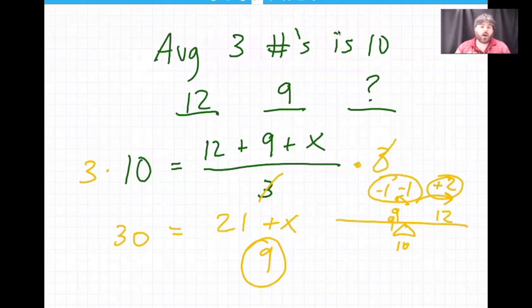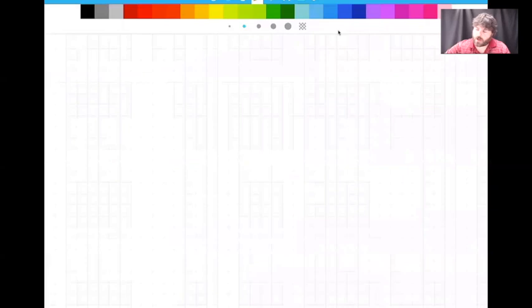So there's another way. Of course, you could guess and check. Guessing and checking kind of can take a little bit of time, but again, it's a strategy that can be useful. So you can still use it. All right, moving on. So weighted average.